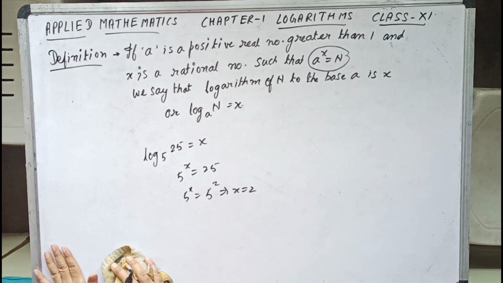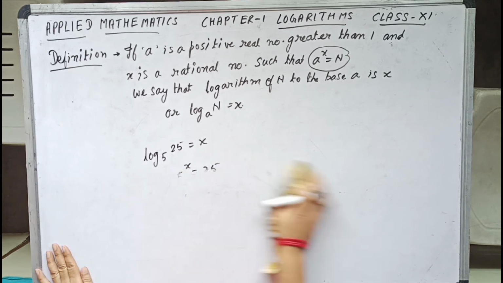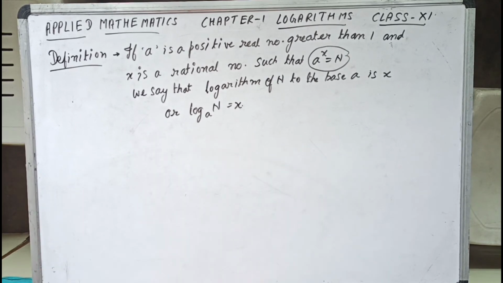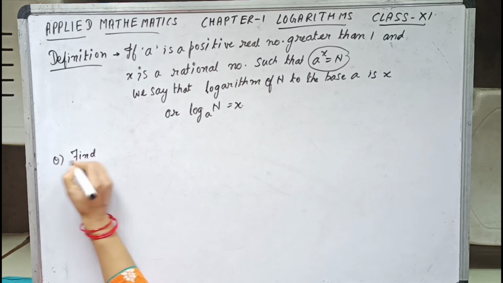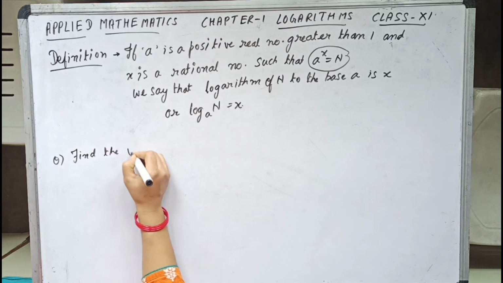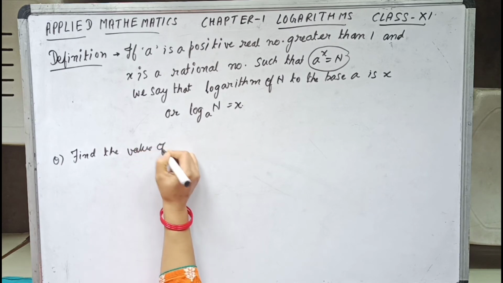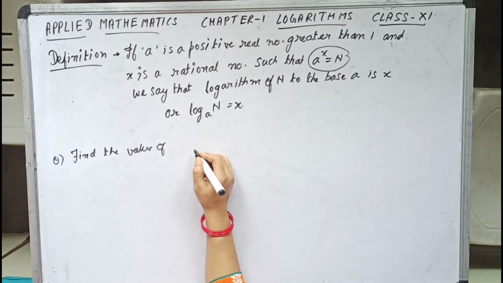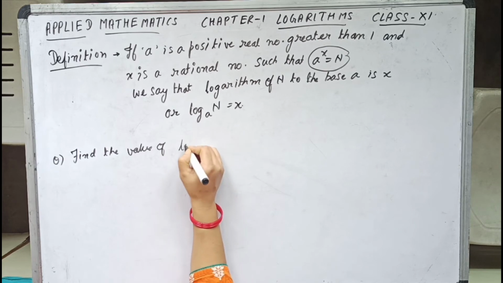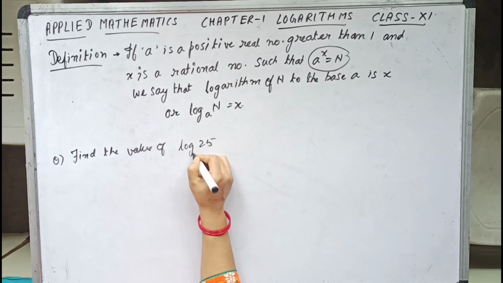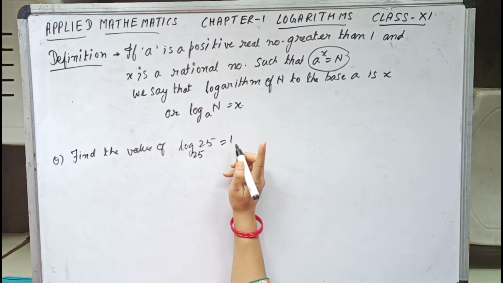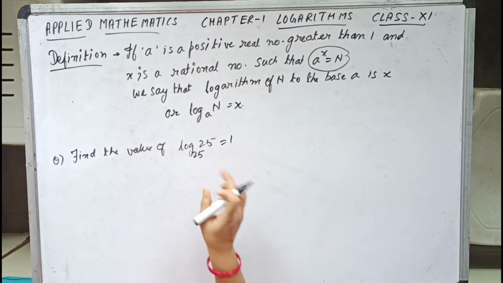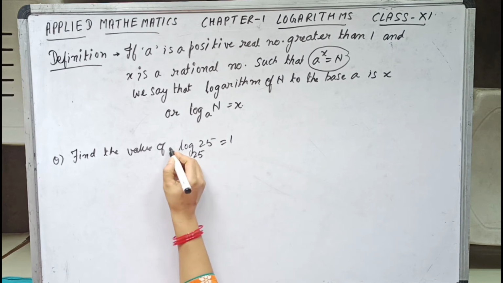Now let us move to a few examples. Question: find the value of log of 25 base 25. As I said, if log of something and the base is the same, its value is always equal to 1.